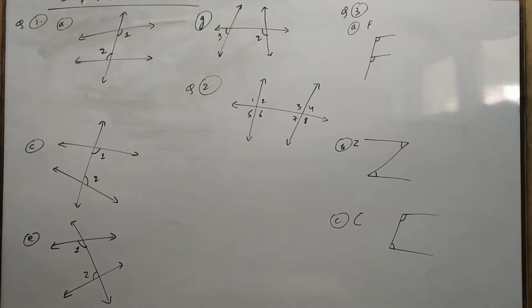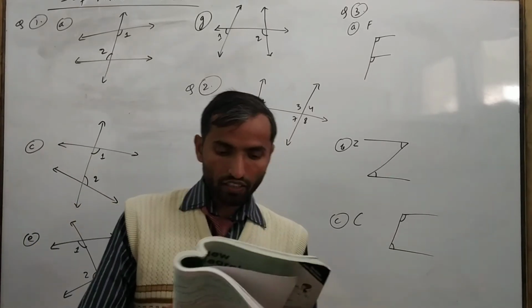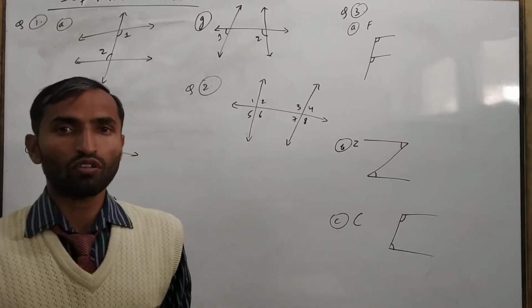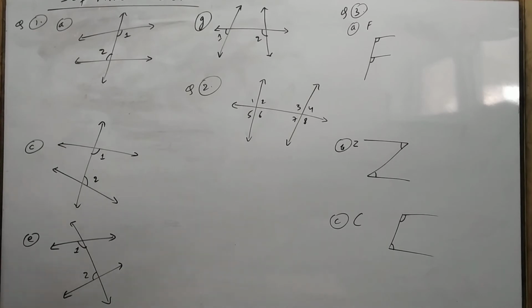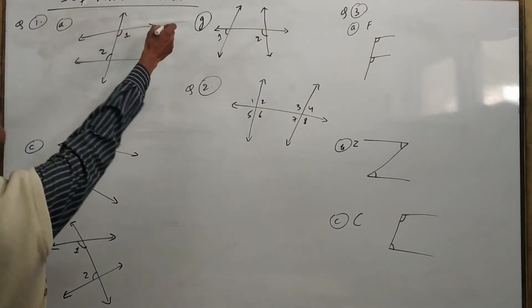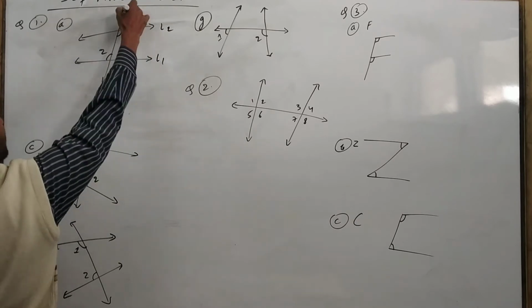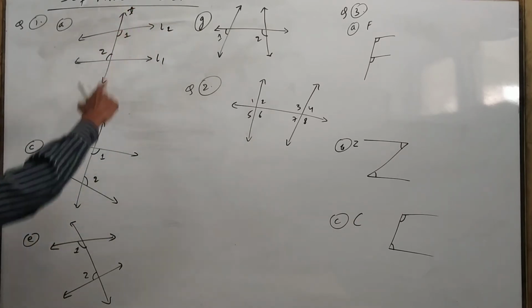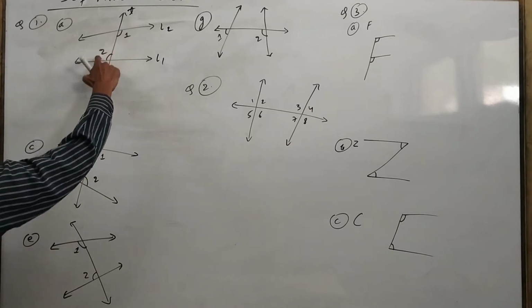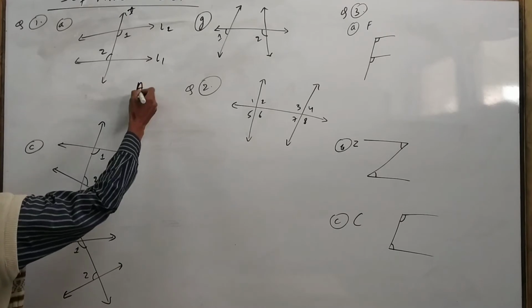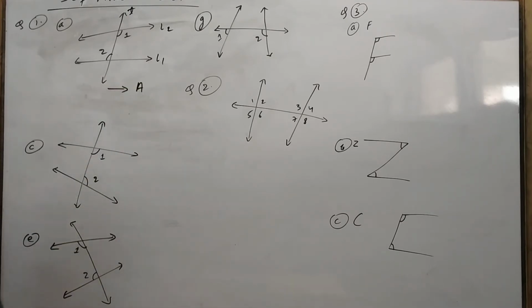So in the first question, name the pair of angles marked as A for alternative, B for corresponding, C for co-interior. So just you see in the first A, here two lines L1 and L2 are given, and one transversal line T is given. It forms angle 1 and angle 2. So both these angles are called alternative interior angles. So we will write down here A. Okay, so the answer will become A. In place of alternative interior angle, we have to write down A.